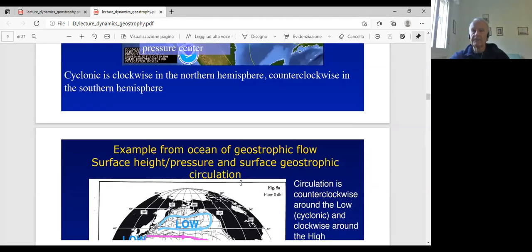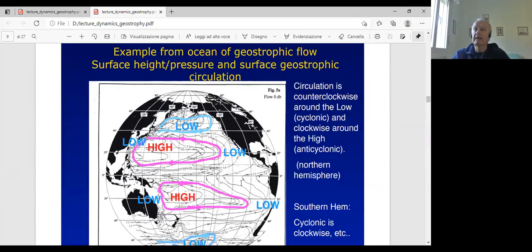Here is, let's see, the geostrophic flow in the ocean. The geostrophic flow in the ocean more or less obviously shows the same characteristics. It shows again that there is this geostrophic balance and so forth. That the flow around a high is clockwise, around a low is anti-clockwise, and around a high is clockwise.